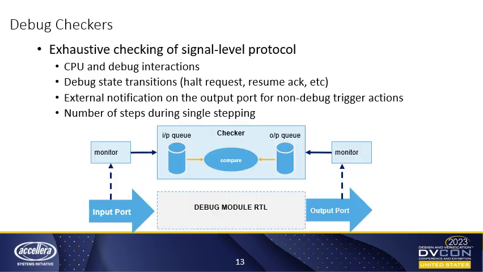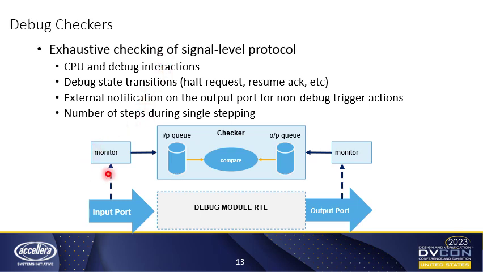We have developed the debug checkers to do exhaustive checking of signal level protocol that are not always traceable, such as CPU and debug interactions, debug state transitions, external notification on the output port for non-debug trigger actions, and number of steps during single stepping.